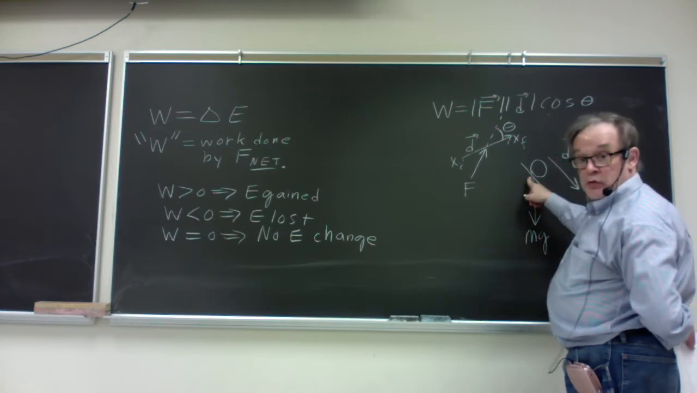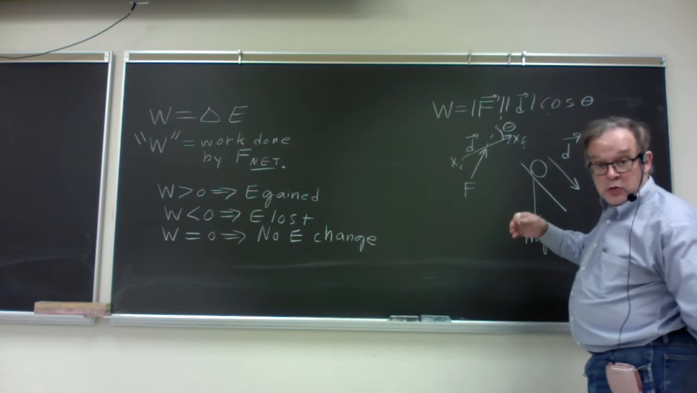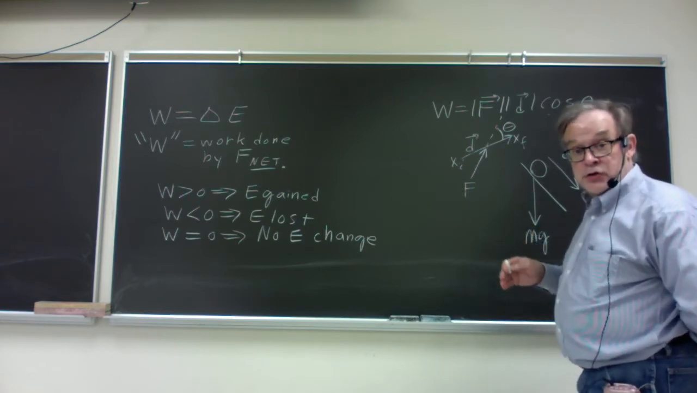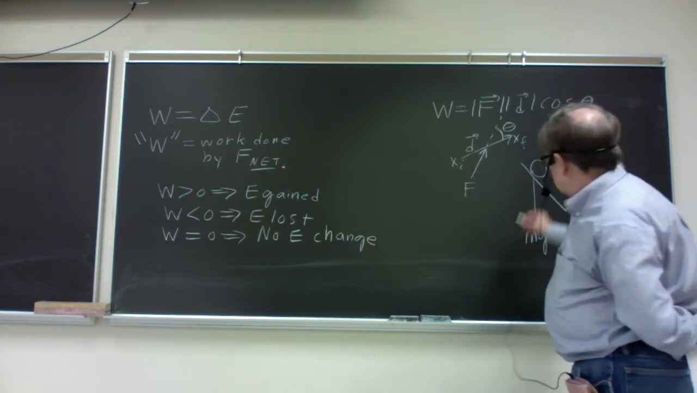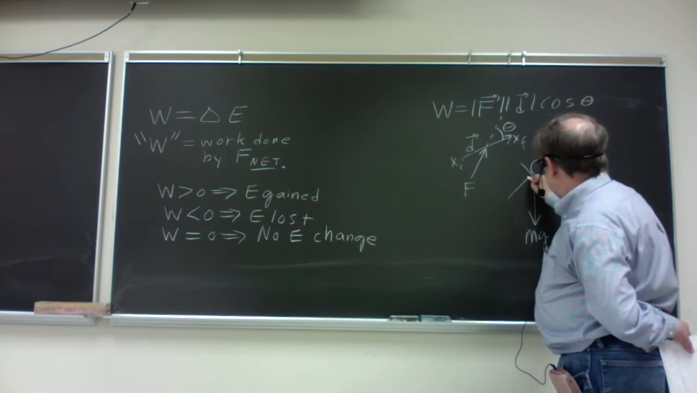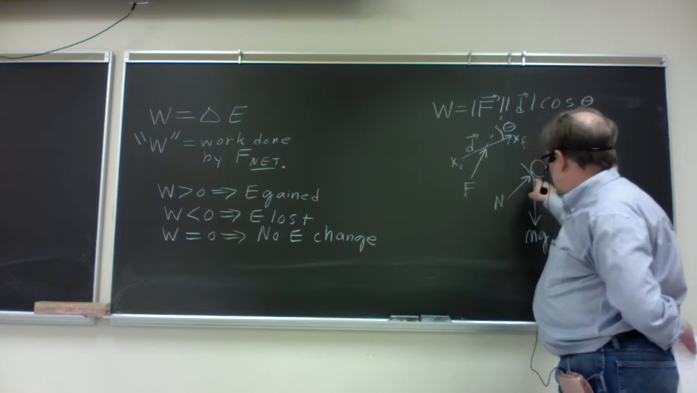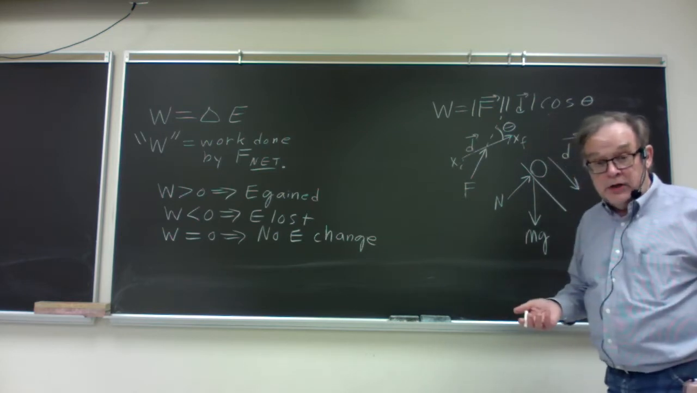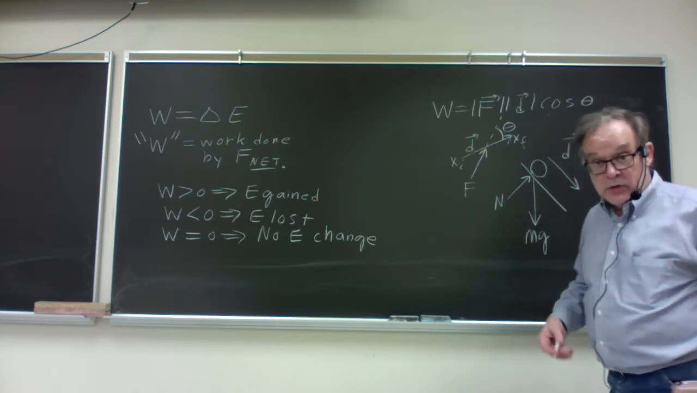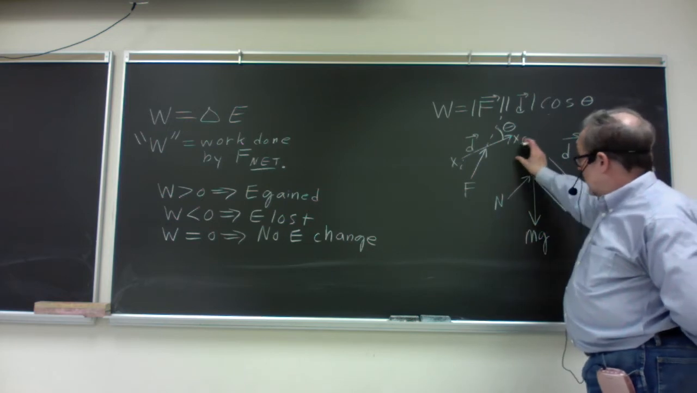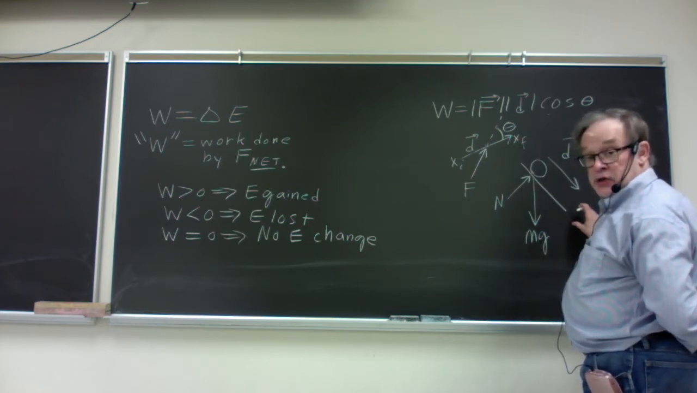And then there's a normal force from the hill pushing on the ball. Normal force is always perpendicular to the surface that's doing the pushing. So the normal force points that way. And the ball is rolling downhill rather than sliding downhill. It's not sliding in this direction.